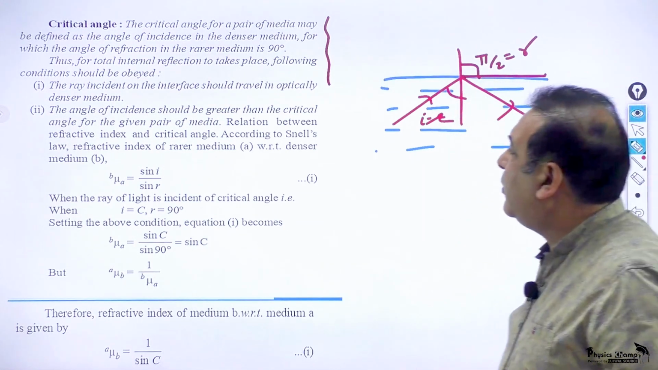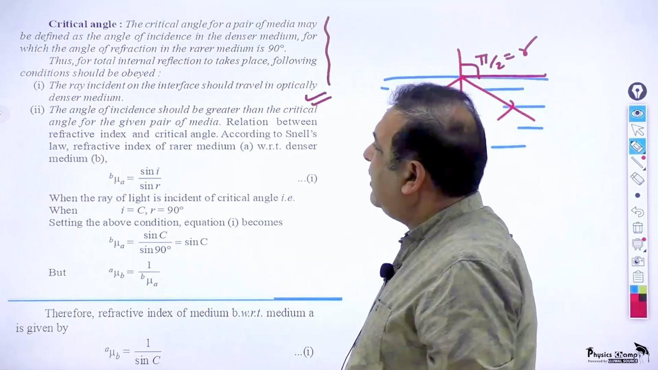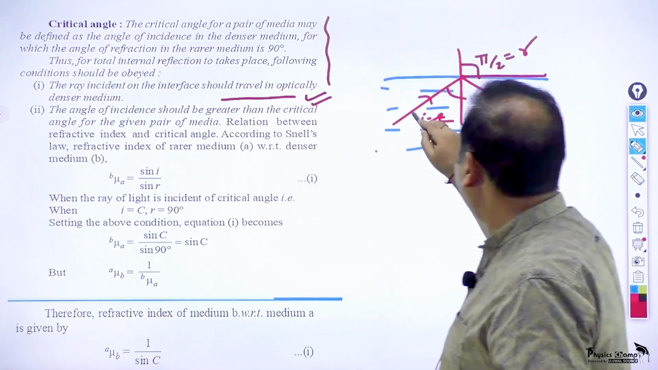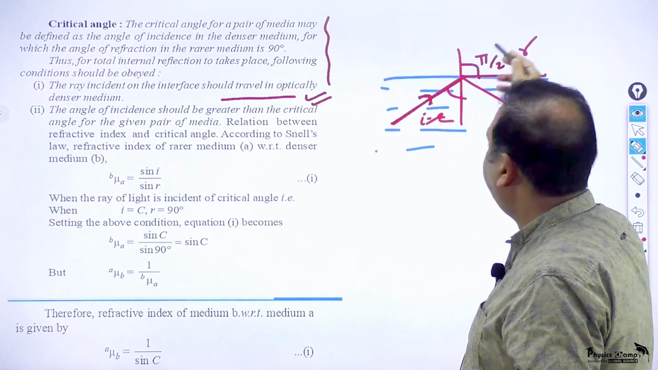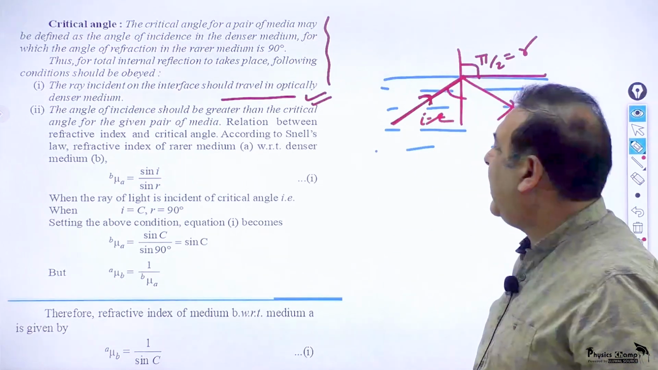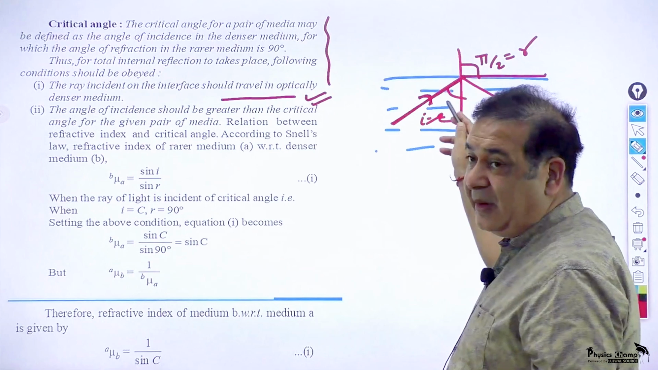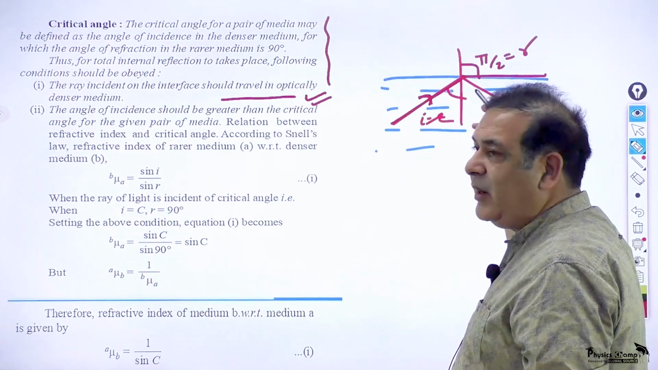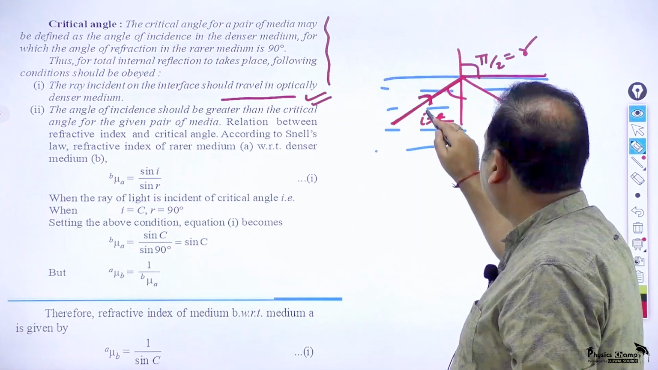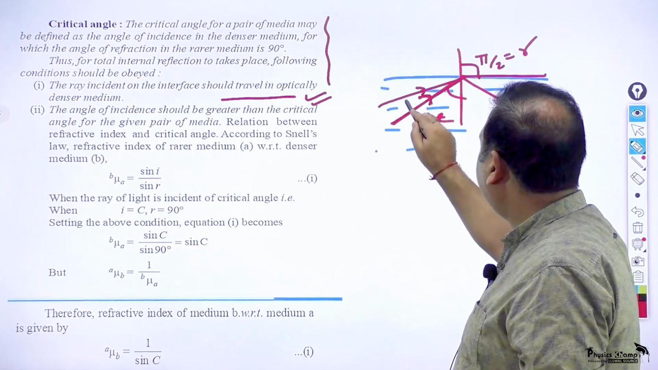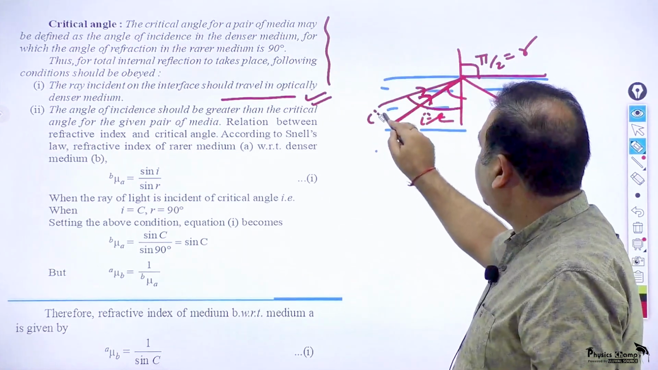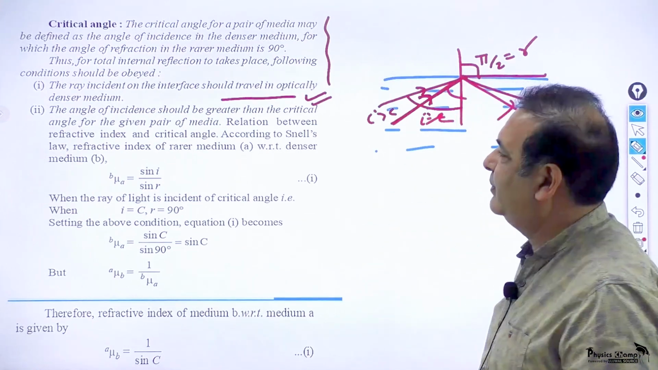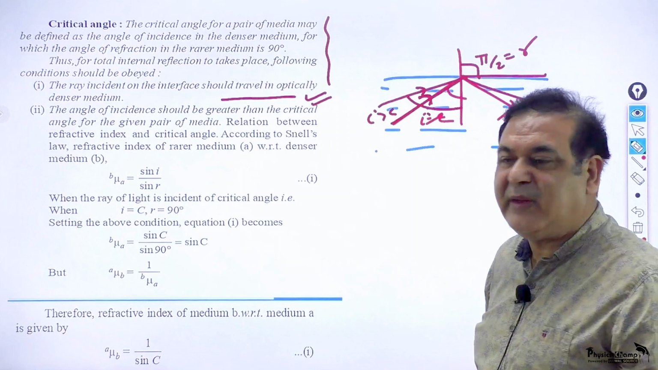The conditions for total internal reflection, which are very, very important: the light should go from an optically denser medium to a rarer medium. If the angle of incidence is equal to the critical angle, this is not total internal reflection. If you want total internal reflection, then you will have to see that the angle of incidence is more than the critical angle, so that the light beam totally reflects here. So the angle of incidence should be more than the critical angle.